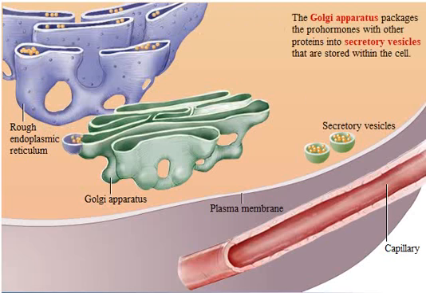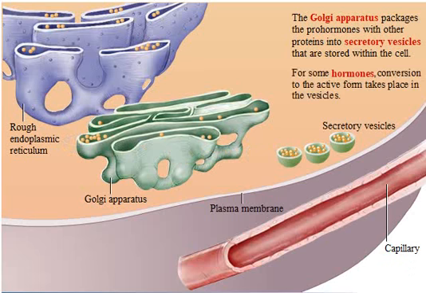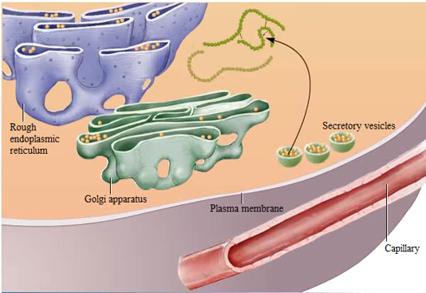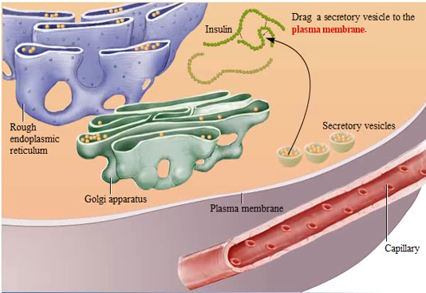The Golgi apparatus packages the prohormones with other proteins into secretory vesicles that are stored within the cell. For some hormones, conversion to the active form takes place in the vesicles. Click a prohormone in the secretory vesicle to see conversion to the hormone insulin. Drag a secretory vesicle to the plasma membrane.